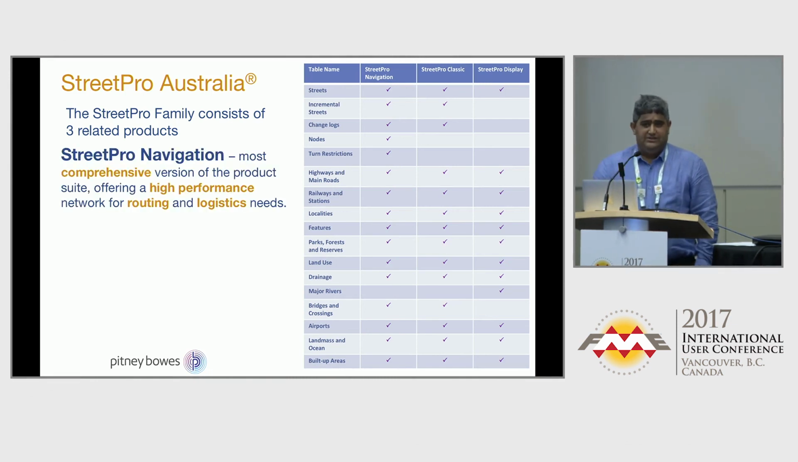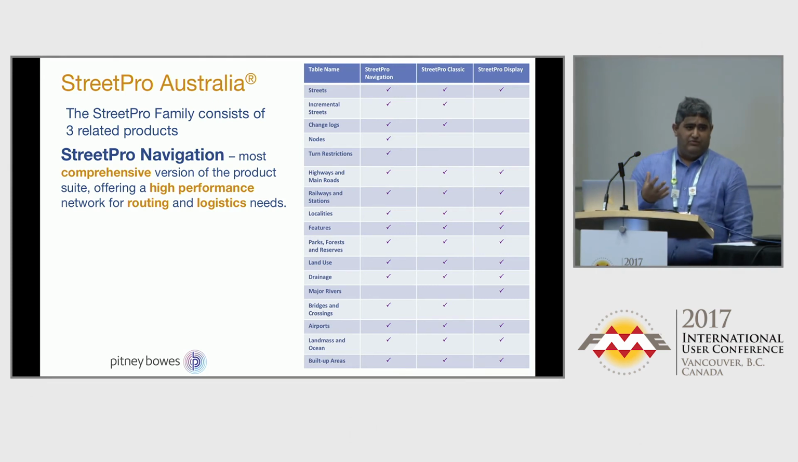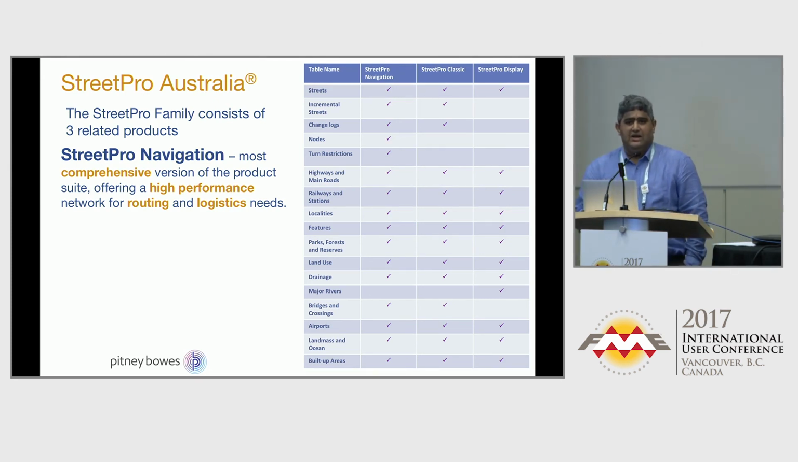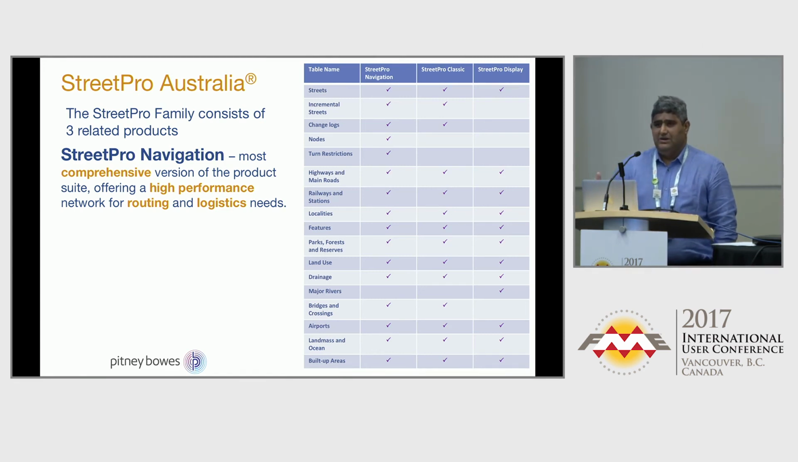StreetPro Navigation is the most detailed and comprehensive version of the product. It contains routing information, and this routing information includes node-link relationships, one-ways, and turn restrictions. And most of our customers use this product for their route network planning and logistics needs.